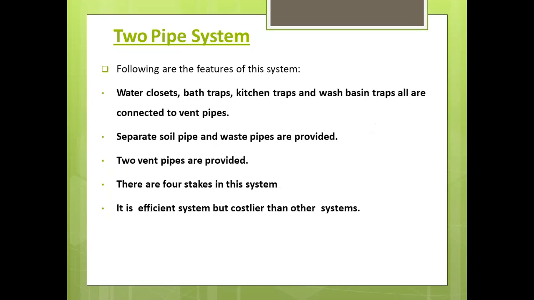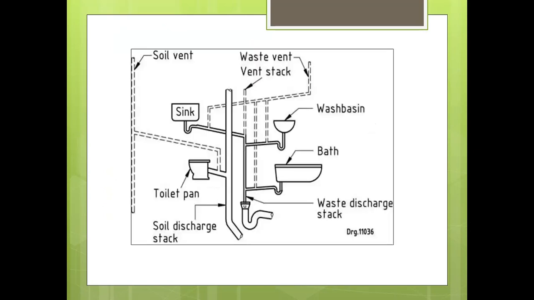Next system is our two pipe system. Here the water closets, bath traps, kitchen traps, and wash basin traps are all connected to the vent pipe. Separate soil pipe and waste pipes are provided. Two vent pipes are provided. There are four stacks in the system. So it is an efficient system but costlier than all the other systems. As you can see in the two pipe system, all pipes are provided separately. Here soil vent pipe is provided, and waste vent stack system is provided.